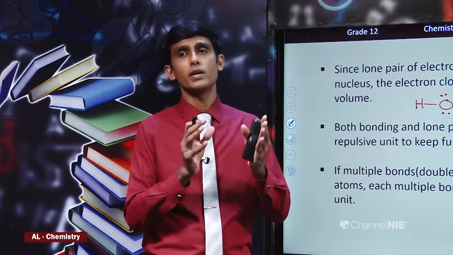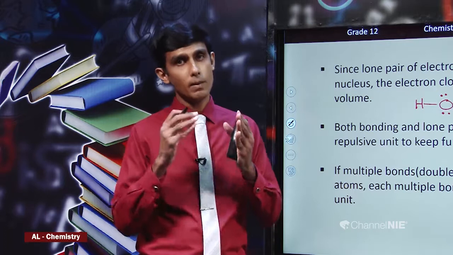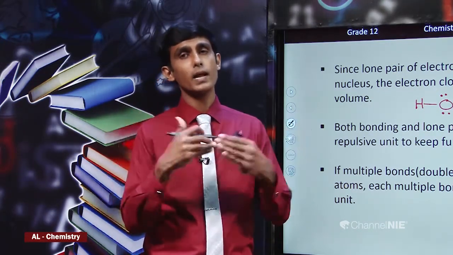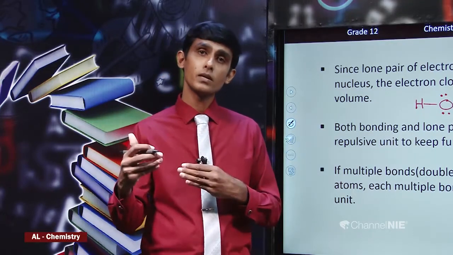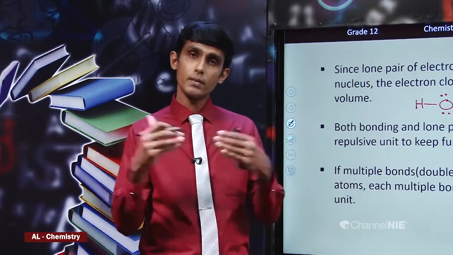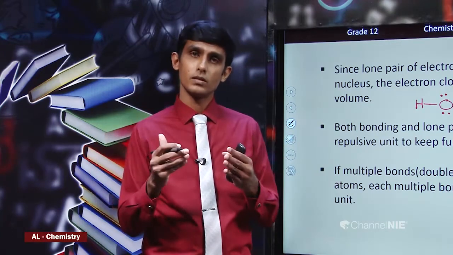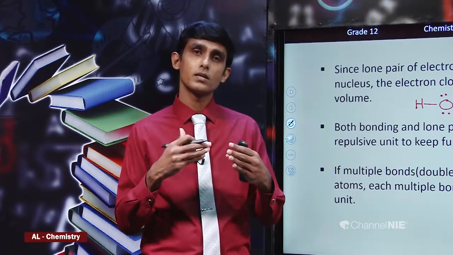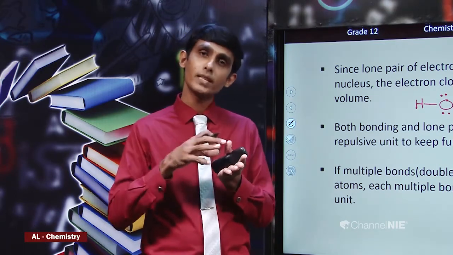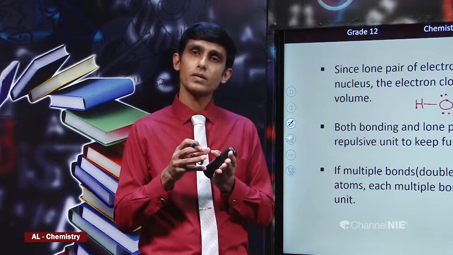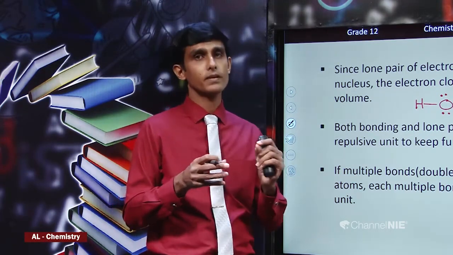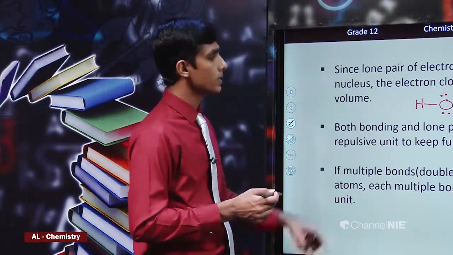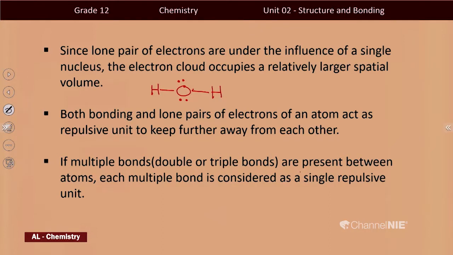or we can say one bonding pair, because in a double bond you have a pi bond and a sigma bond. The pi bond is always in the same line as the sigma bond. In a triple bond, there are two pi bonds in the same line as the sigma bond. Therefore, in multiple bonds, these pi bonds are always together with a particular sigma bond. Therefore, considering that particular sigma bond is enough in order to get the shape. That is why we consider these multiple bonds as a single repulsive unit.